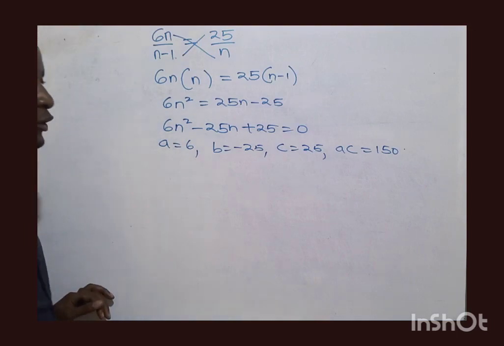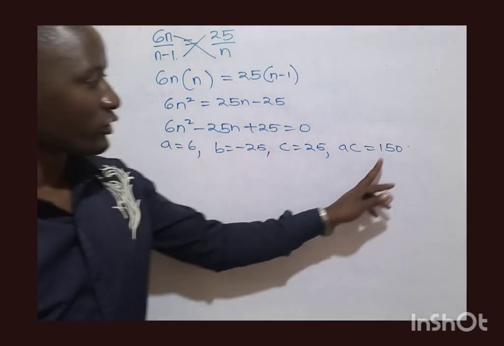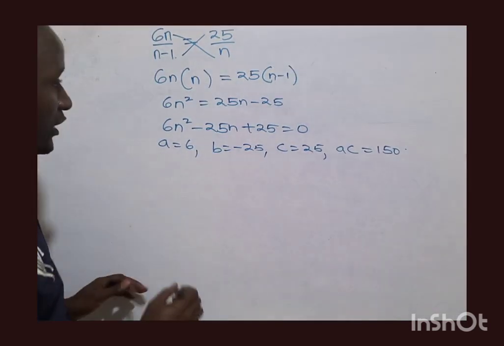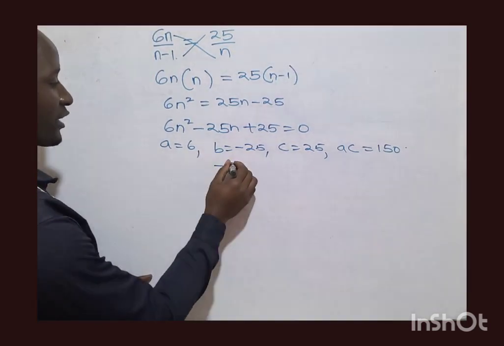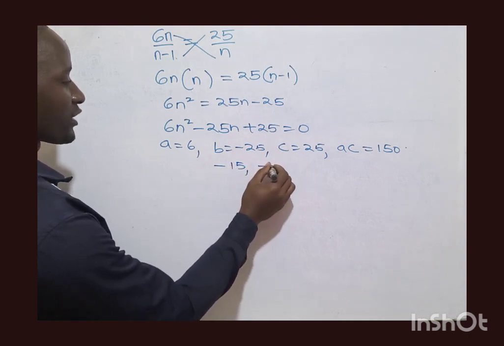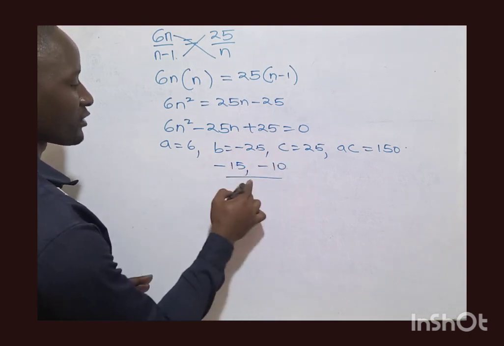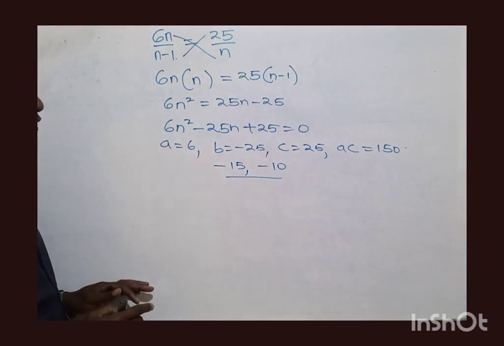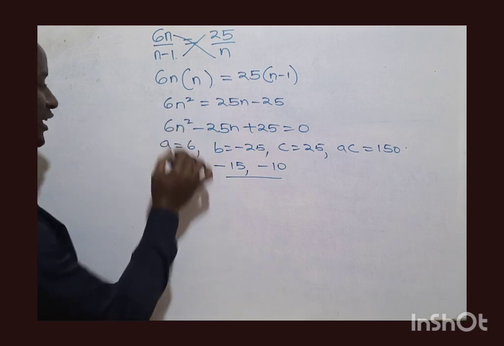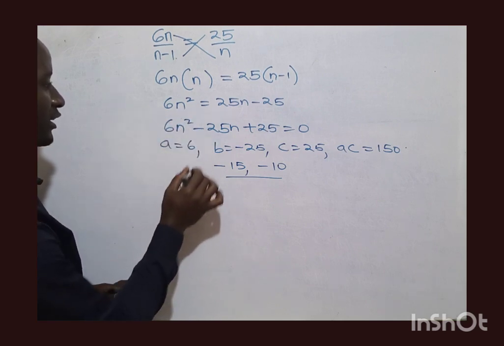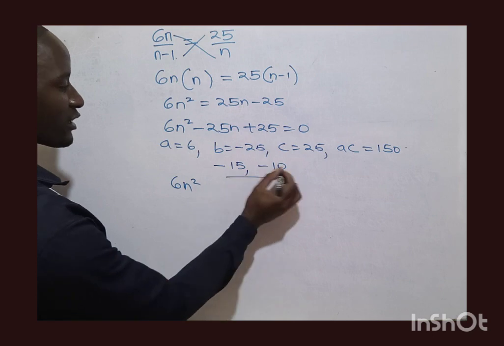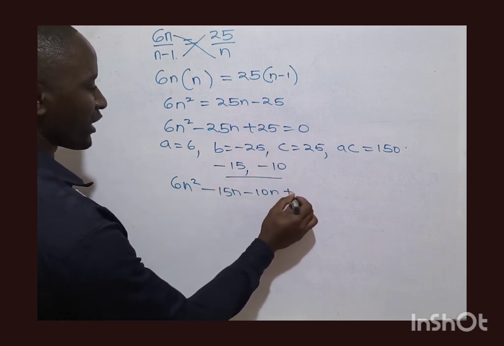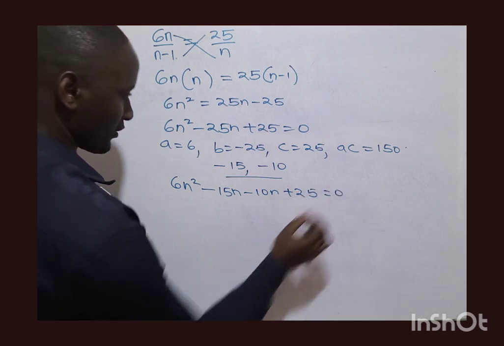So you'll go ahead and look for two numbers that when you multiply, you get 150, and when you sum them, you get negative 25. Those numbers, you should get them as negative 15 and negative 10. So these numbers you use to rewrite negative 25n. So you will write this as 6n squared, and negative 25n you write using these two numbers, negative 15n, negative 10n, and then plus 25 equals 0.